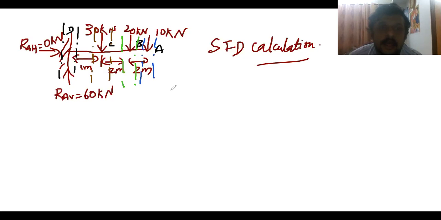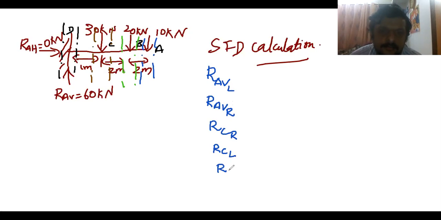Okay students, is that clear? Now for the shear force diagram calculations, as I already told, we'll find RAV to the left and RAV to the right, RC to the left and RC to the right, RB to the left and RB to the right, and RA to the left and RA to the right. So this is left and this is right.